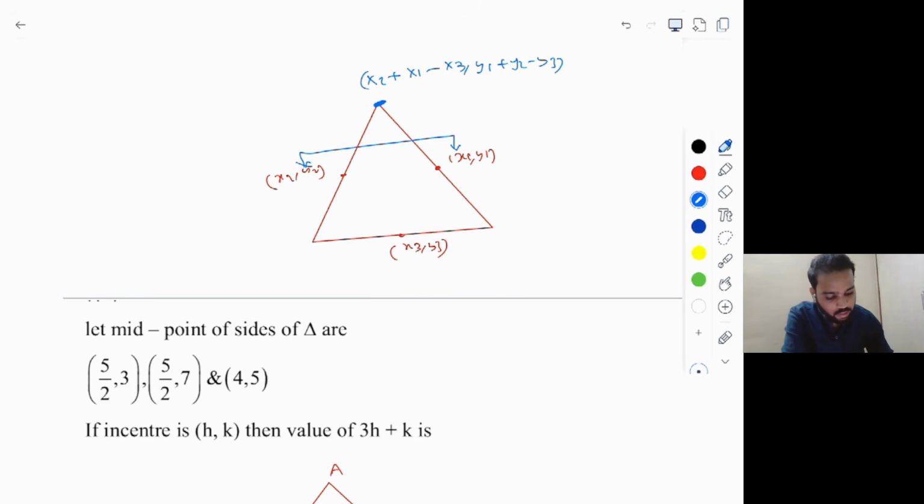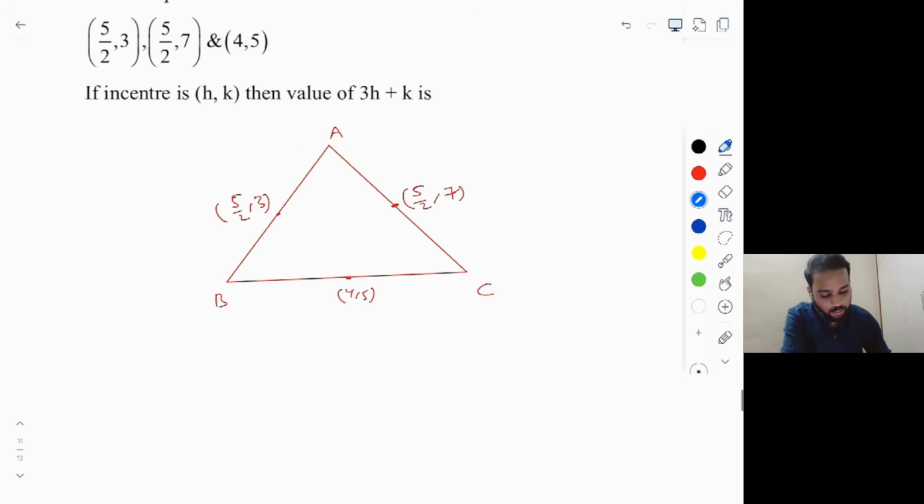Similarly, if I want to get this coordinate here, what I'm supposed to do? Add these two corresponding coordinates and subtract the opposite one. That is x3 plus x1 minus x2, comma, y3 plus y1 minus y2. So this is your formula, and I hope you can understand how to find out the third vertex here. Now, let's use that property here. Observe carefully. I'm going to write it here.